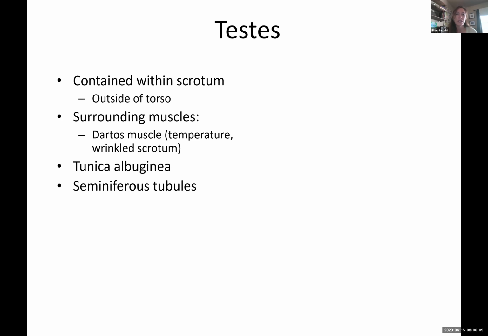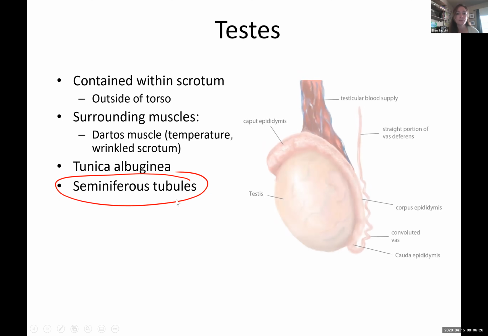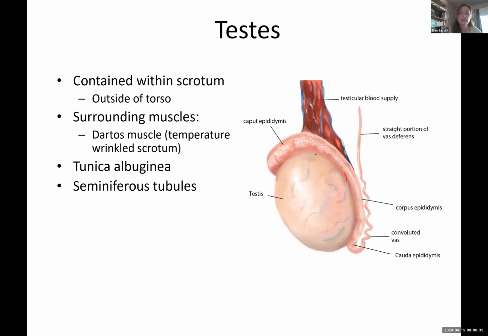The tunica albuginea is a really tough serosa type layer around the testes themselves. And then the seminiferous tubules, these are the ones that we're going to spend a lot more time on, because that's exactly the location where sperm are being made within the testes. So we can see in here, the testes is this portion. What we're seeing on the outside, sort of this covering portion, is the tunica albuginea. And then we have images off to the side. And then I think that's all we have in this particular image.